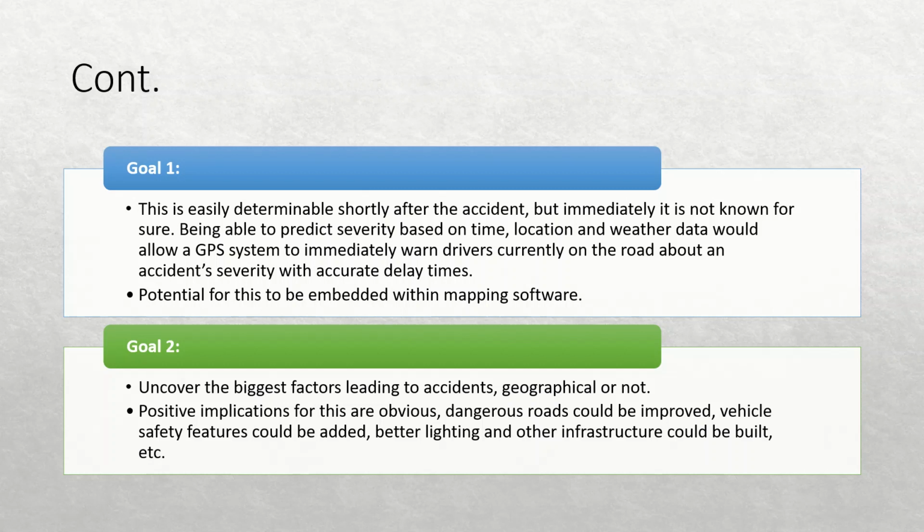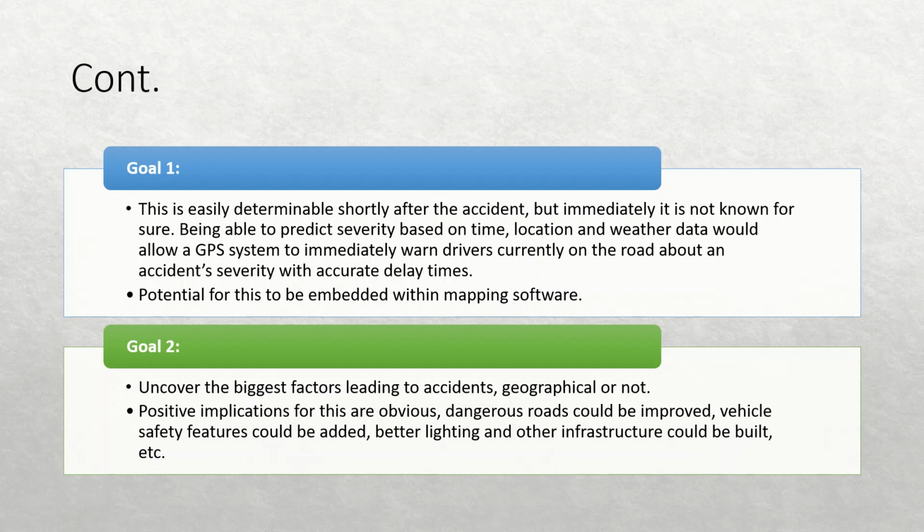But immediately, it's not always known how severe an accident is going to be and how much it's going to tie up the roadways. So being able to predict the severity based on information that would be immediately available from the first report of the accident, the time, location, and weather data, matters. In practice, this could be embedded in a GPS system, and it would be able to immediately warn drivers on the road about how badly the accident would affect their commutes, with a high degree of accuracy.